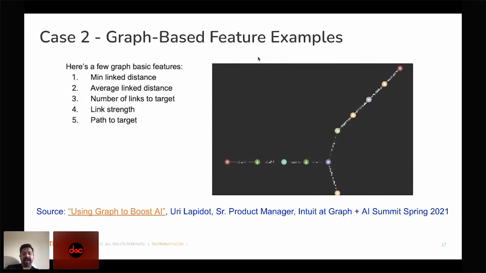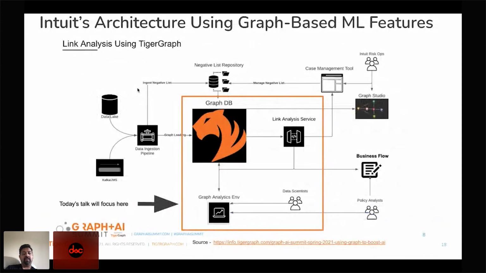The graph-based feature extraction is the one that we're talking about. You can design different types of features here as a part of the graph. So you can do things like minimum link distance. That means what is the minimum distance between this and another and the fraudulent event. Average link distance, that means if you consider all the links from an account all the way to fraud, what is the average link distance. Number of links to target, that means I want to limit to only 4 links, I want to limit to 5 links, I want to limit to 6 links or hops. The strength of the link, that means how relevant this particular connection is, and then path to target. You can do this complex analysis, and the result is what is interesting.